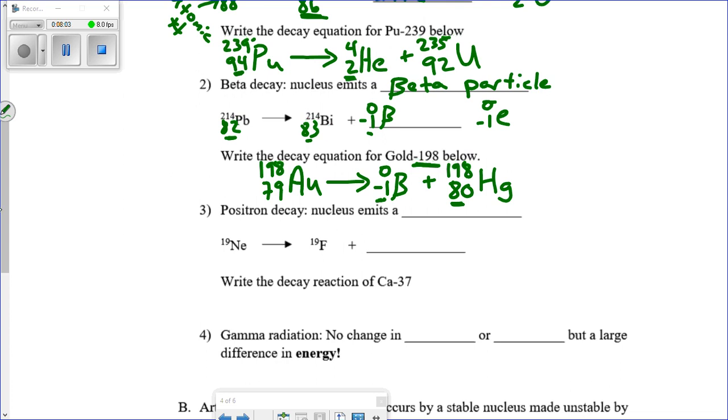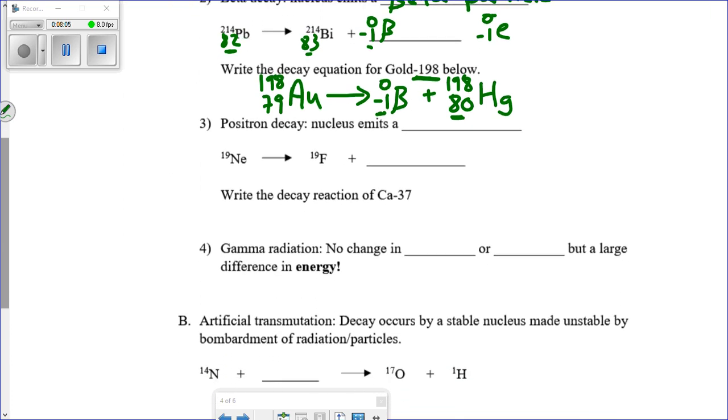Positron decay is, again, similar to alpha and beta, and I bet you can even guess what it emits. It's a nucleus that emits a positron. Positron is something that we have not heard of before. It is, again, in reference table O if you want to take a look at it to see what it is. And it's the opposite of an electron: it has 0 mass but a +1 charge.